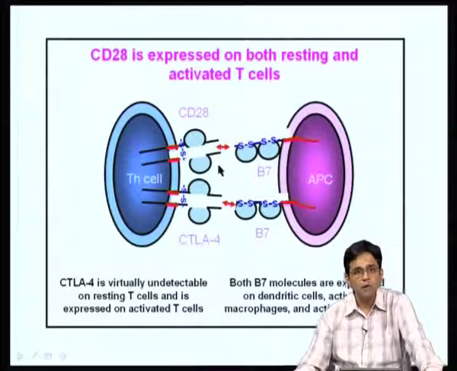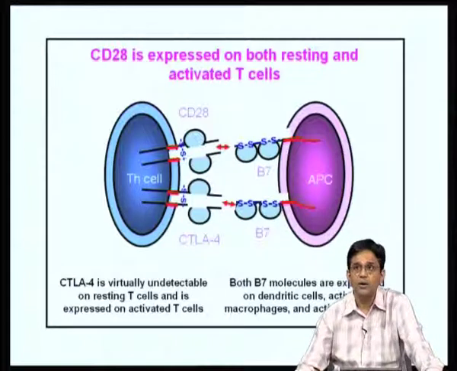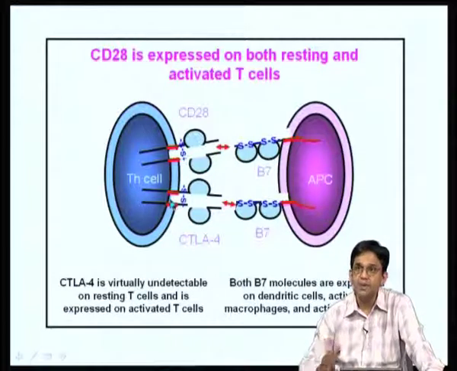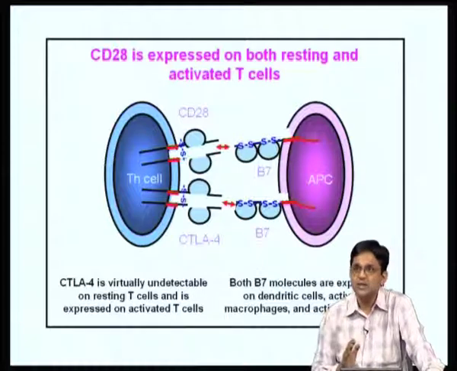What is also shown over here is that besides CD28, you have another molecule shown as CTLA4. CTLA4 is not present on the surface of naive T cells. CTLA4 comes up upon T cell activation. And this is a mechanism by which CTLA4 competes with CD28 and it actually shuts down T cell activation.